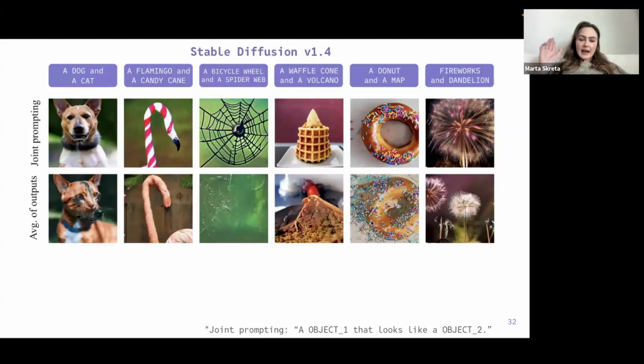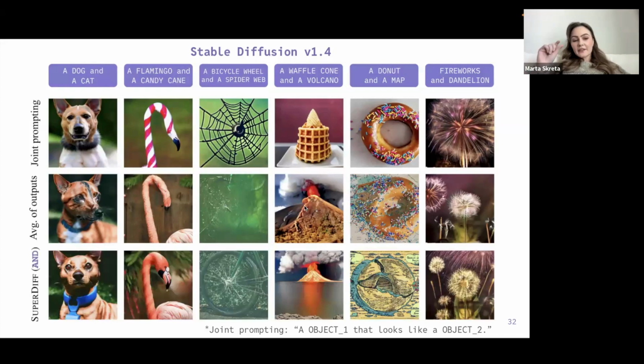We're getting images that sort of look like they could compose both concepts, but in a lot of cases, they're also really struggling. But we see that with SuperDiff AND, where we force the model, so we prompt the model with each of the objects. So we're saying, okay, prompt 1, we want it to generate, for example, here in the 3rd column, a bicycle wheel, and prompt 2, we want it to generate a spider web. And we use SuperDiff AND so that we sample equally from both concepts.